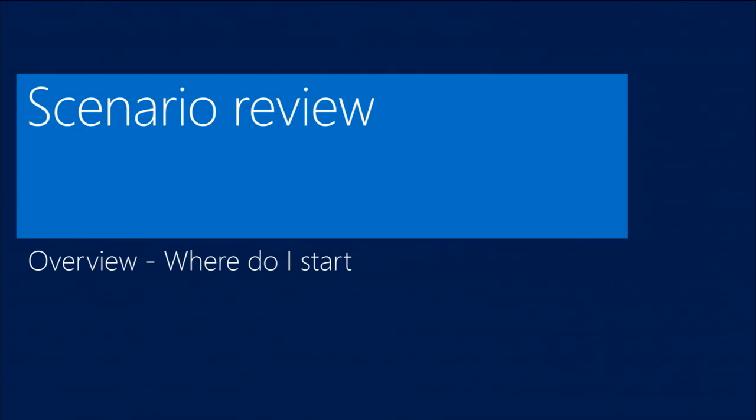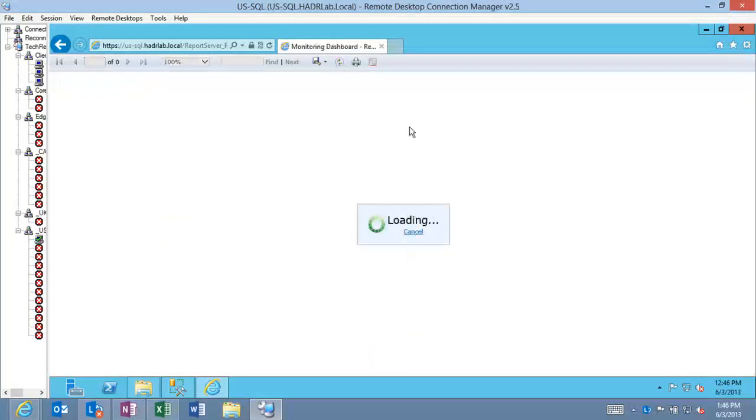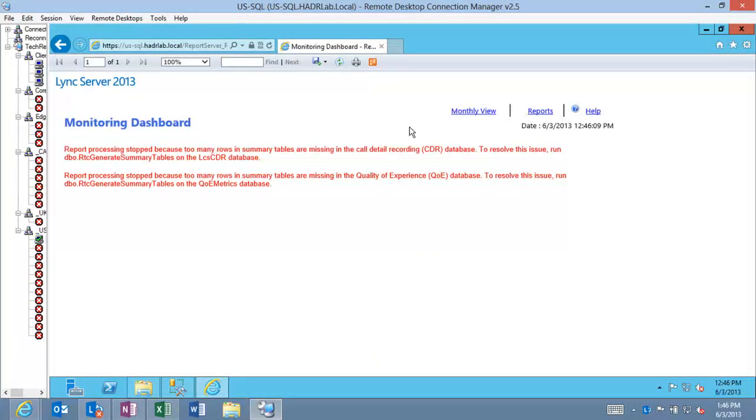So I'm going to switch to my demo machine over here, and we'll actually look at the report dashboard. In your environment, the easiest way to get to this is from the Lync server control panel. You open up the Lync server control panel, you go to the main page, and underneath that it has a link to monitoring server reports. You click on that link, and it would bring you right to this reports homepage. And one thing that you can do from there is you can go to this dashboard.